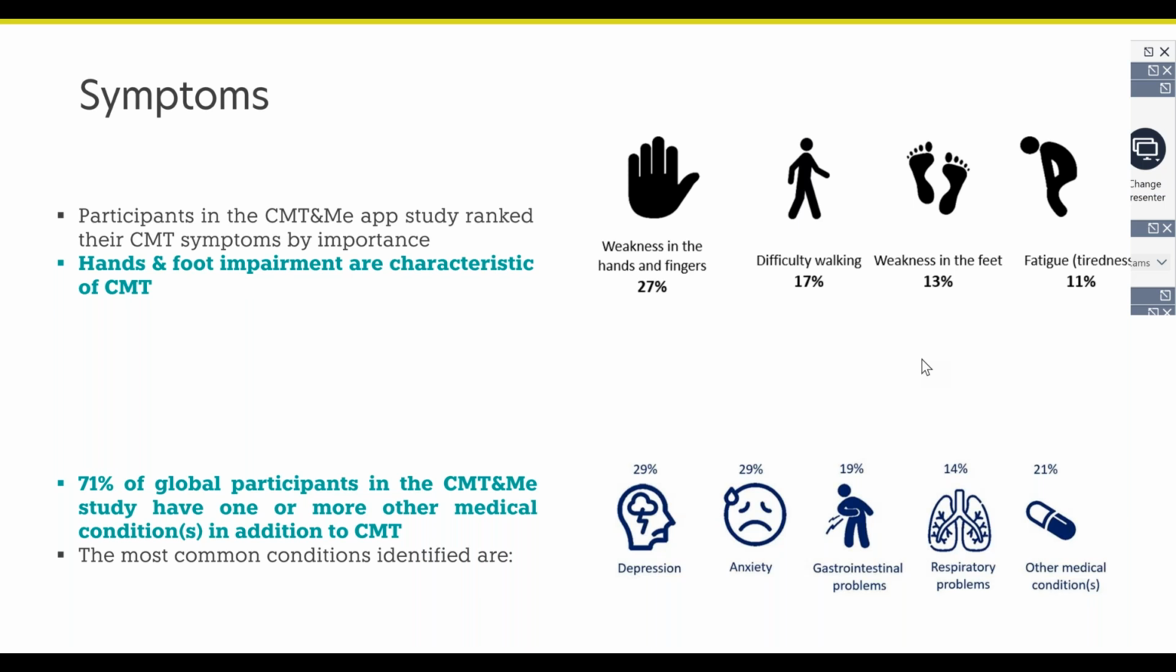And then the lower part of the screen was about other medical conditions that accompany CMT&Me. Now, as many of you will be very familiar with, CMT is often accompanied by other medical conditions, and this is what the study cohort told us. So depression was the biggest one, along with anxiety, but also gastrointestinal problems, some respiratory problems, and a range of other medical conditions as well.